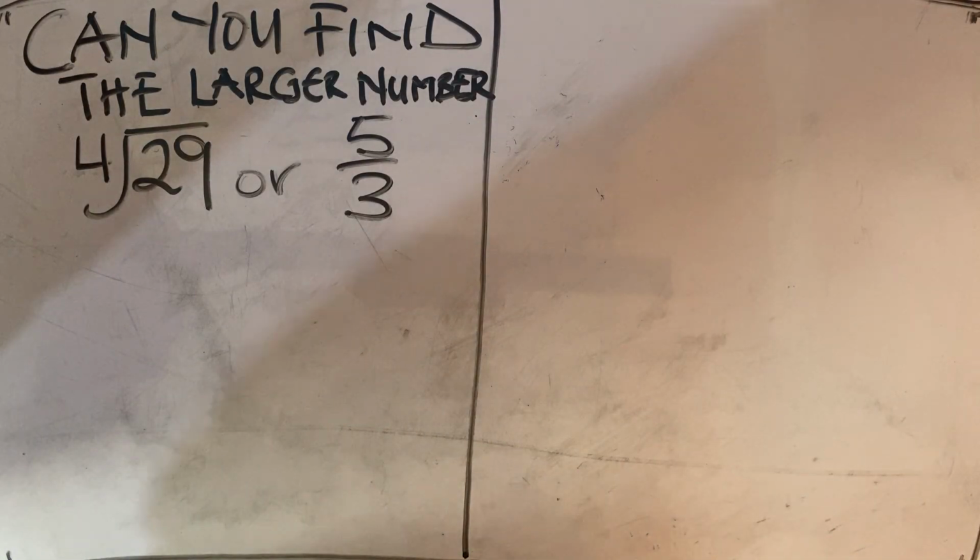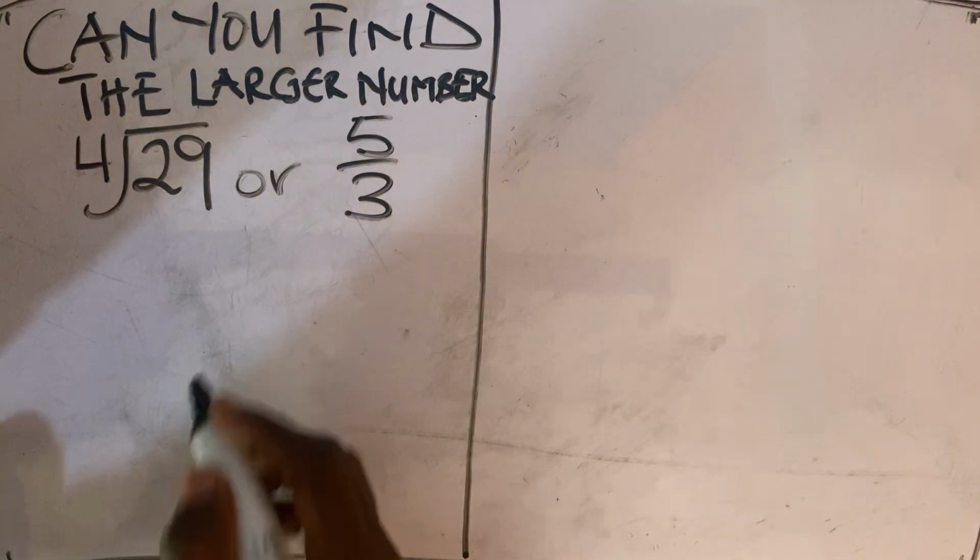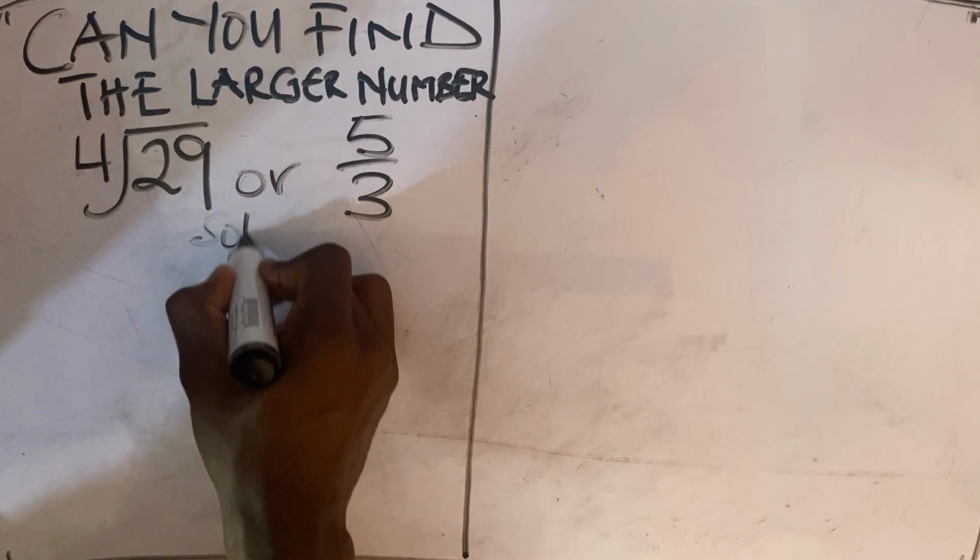Now in this section we are given a very nice question which says: can you find the larger number, the fourth root of 29 or 5 over 3? Which one is the larger number? Now let's look at how we can solve this question. So, solution.